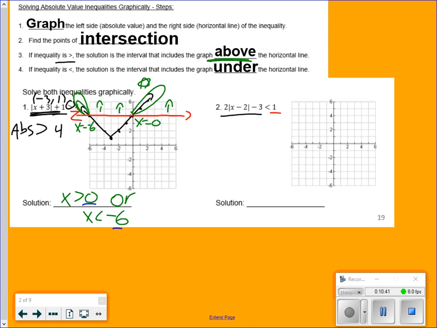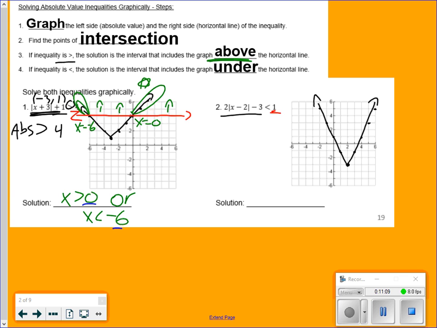We have the left side, the absolute value. Our vertex is at 2, -3. We have a slope of 2. So something like this. It's not perfect, but it's fine. All right. So that's what my function is going to look like on the left, my absolute value function.